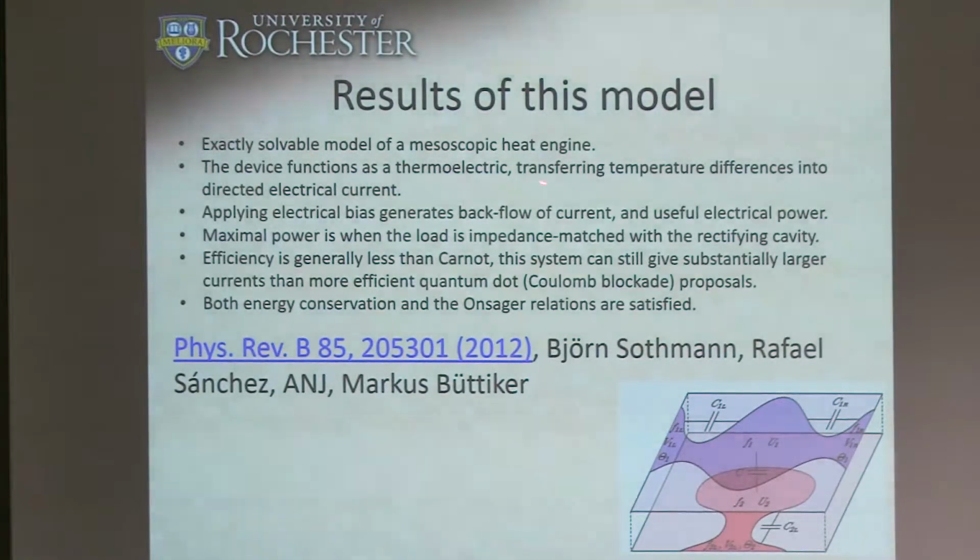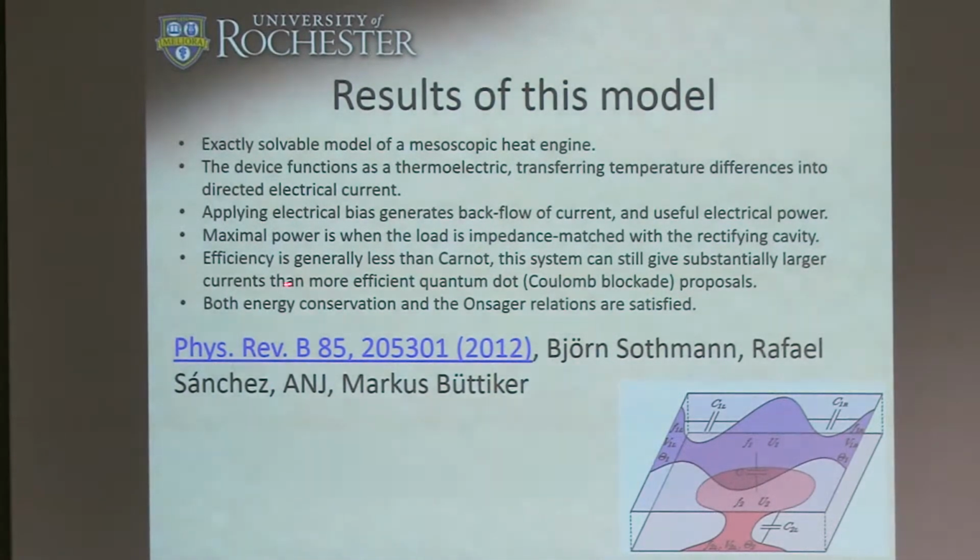Yes, so it acts as a thermoelectric. I apply a temperature gradient and I generate electrical current. Then by applying some electrical bias, I generate some backflow of current. I'll go into this a little bit later, but you see very clearly, if I apply a bias the other way, I get some backflow of current that will tend to cancel the thermoelectric current. But that's what generates your useful power. Okay, we get the impedance matching.